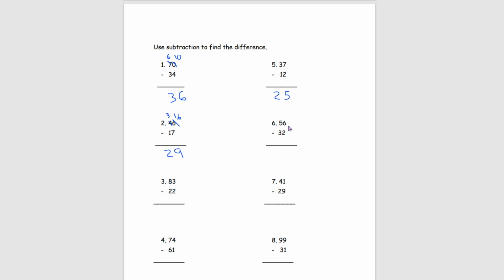For number 6, here we see that we can do the same thing, as 6 and 5 are bigger than 2 and 3, meaning we can just simply subtract them. So we can do 6 minus 2, which equals 4, and 5 minus 3, which equals 2. And our answer is 24.